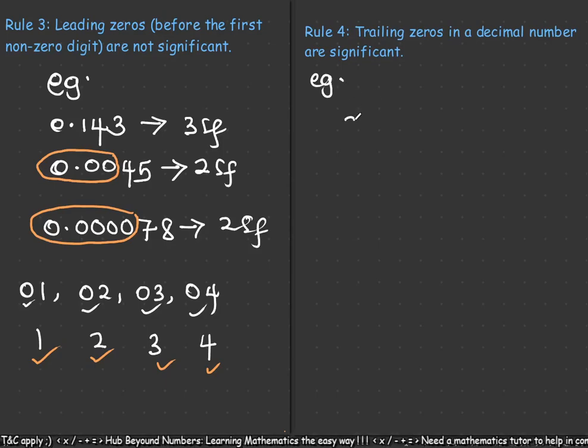What do we mean by trailing zeros in a decimal are significant? If we take 2.30, this here is a trailing zero. Trailing means it is the ending zero, right? And it is telling us that it is significant. Unlike leading zeros that are not significant in decimals, trailing zeros are actually significant.